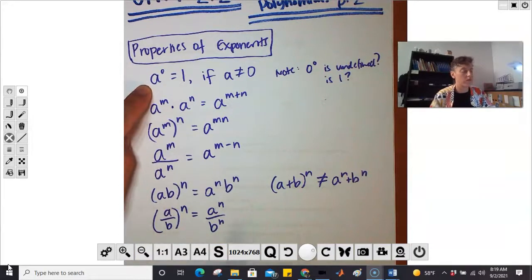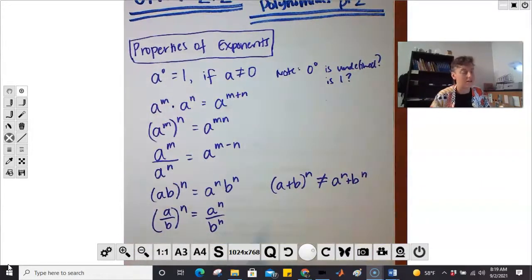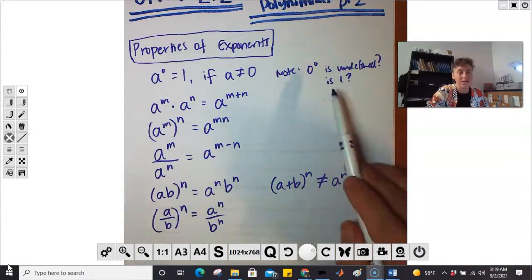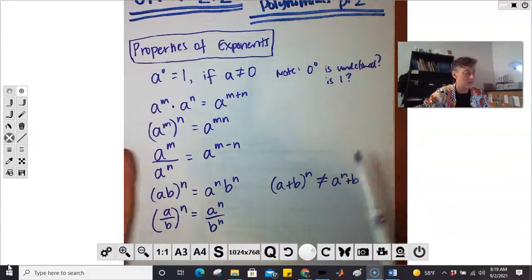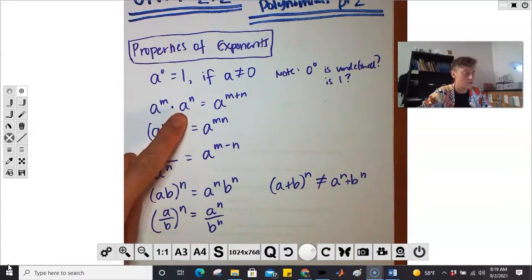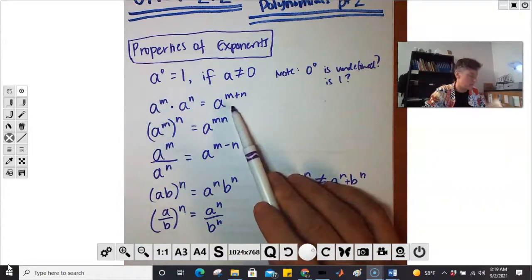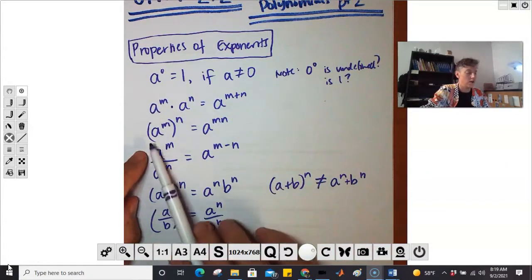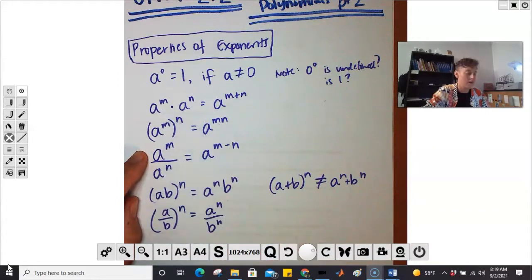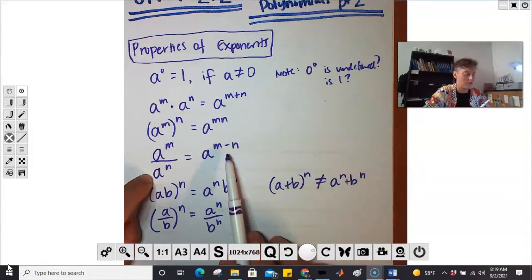Anything to the 0 power is 1, so long as that anything is not equal to 0, because that is not well defined in the math community, and it's not something we need to worry about in this course. When you are multiplying something with the same base, you add the exponents. If you have a power to a power, you multiply the exponents. If you are dividing things with the same base, you subtract the exponents.